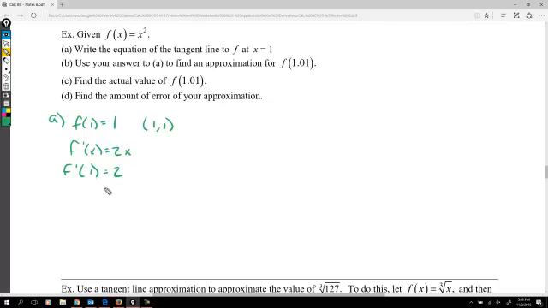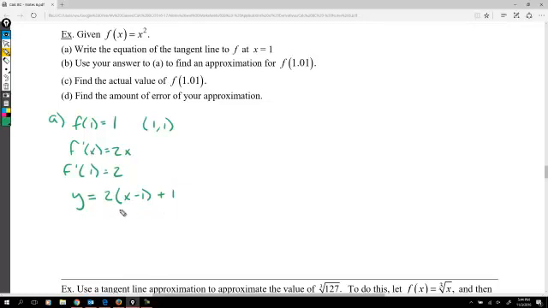So I can write my tangent line. My tangent is going to be, we'll say, y equals my slope times (x minus 1), and then we're just going to write plus 1 here. So I went ahead and skipped a step. Normally it would be y minus 1 on this side. I just went ahead and moved it over to this side. Okay, so that's part A.